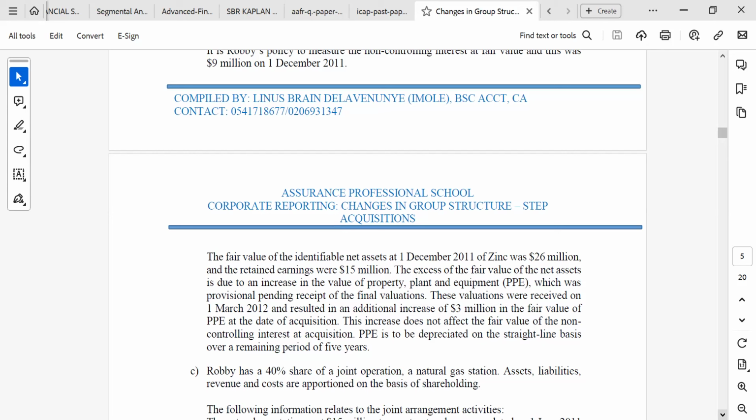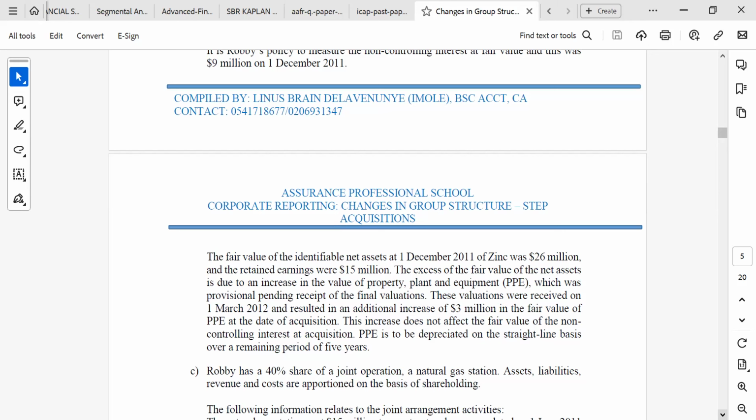So the standard has what we call the measurement period. It is a period allowed for the entity to determine the fair value of all the assets. Whenever the final valuation is determined, you add it to the provisional value at the acquisition date. So we do the calculation to determine the provisional value, then we come and add the 3 million to it.